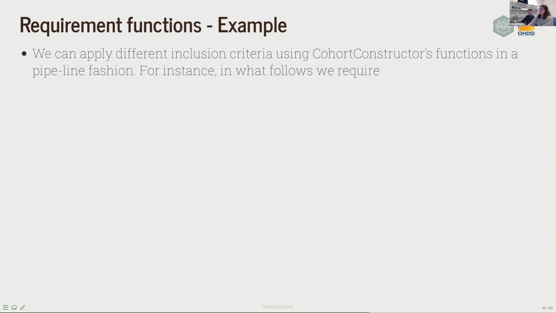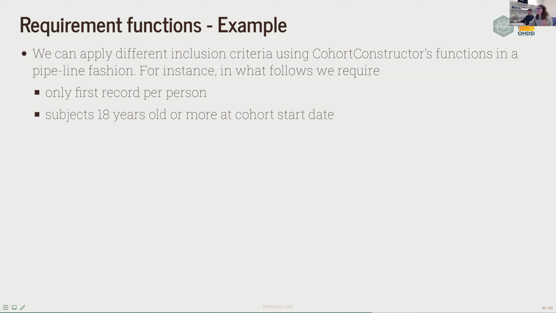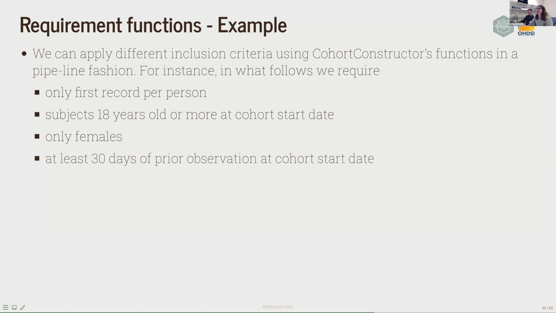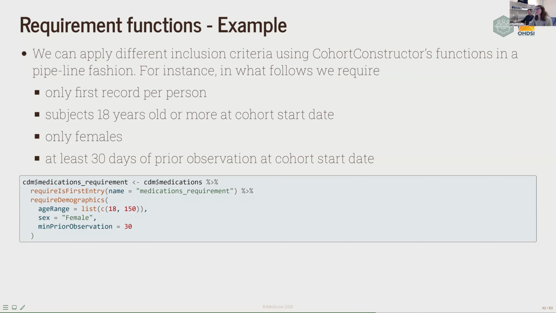And as an example, we are going to use this set of functions to apply inclusion criteria to the medications cohort. So we want to restrict the medications to only the first record per person, to those subjects that, when they started taking the medication, were 18 years or more, that are females, and that have at least 30 days of prior observation. So we can do that with these two functions.